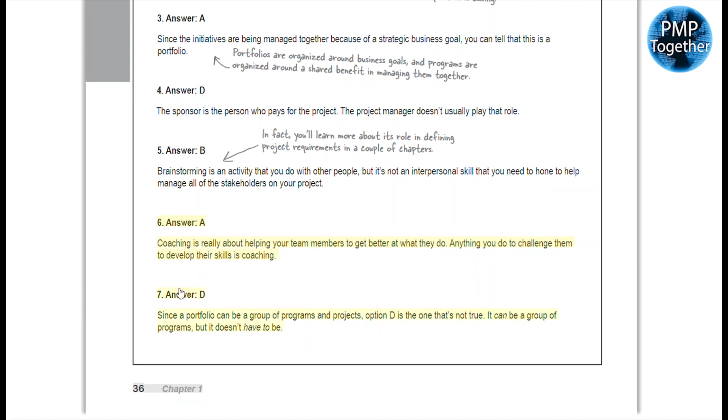Exam questions. 7. Answer, D. Since a portfolio can be a group of programs and projects, option D is the one that's not true. It can be a group of programs, but it doesn't have to be.